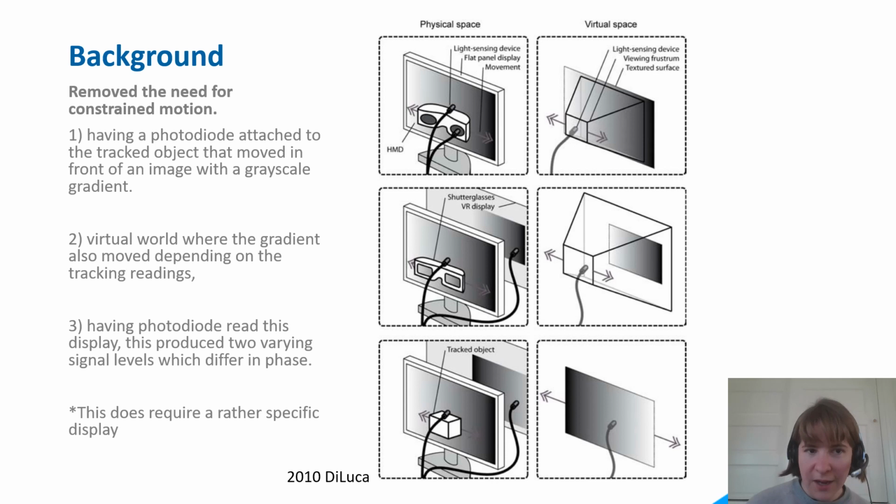Newer techniques have facilitated the use a bit more in the wild, in which you don't need a constrained motion to measure the latency. They use phase differences on a grayscale between the grayscale you're seeing in the real screen and the grayscale tracked motion you're seeing on the virtual screen. There are more details about this in the paper by Max Di Luca in 2010.